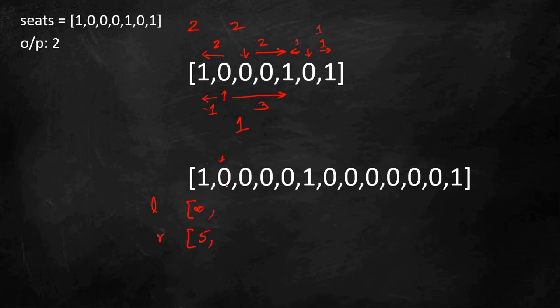Now similarly for this, on the left hand side the closest person is at 1 distance, on the right hand side it is 1, 2, 3, 4, 4 distance away. Now for this, it is 1, 2 on the left hand side. Let's build the left array first.